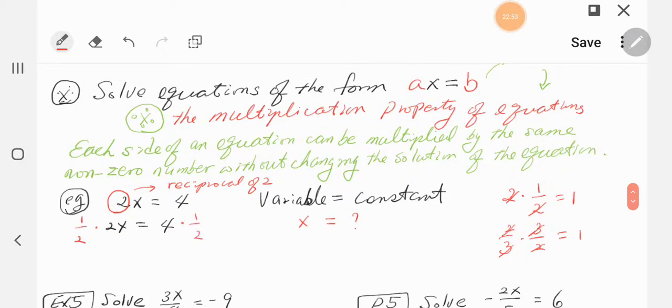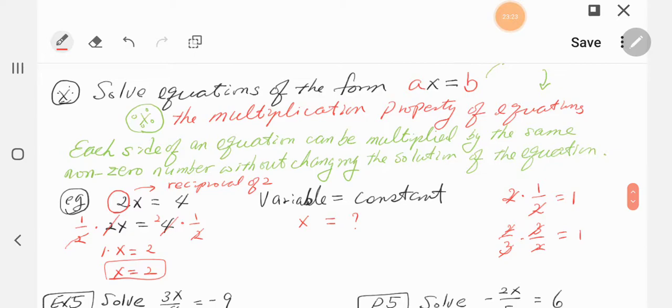1 over 2. Then you can cancel out these 2s. x is equal to, the right side reduces to 2, right? Can you see it? So the 2 cancels out, it becomes 1x. 1x equals 2. Then 1x is equal to x, so x equals 2. This is how we solve an equation in this format.